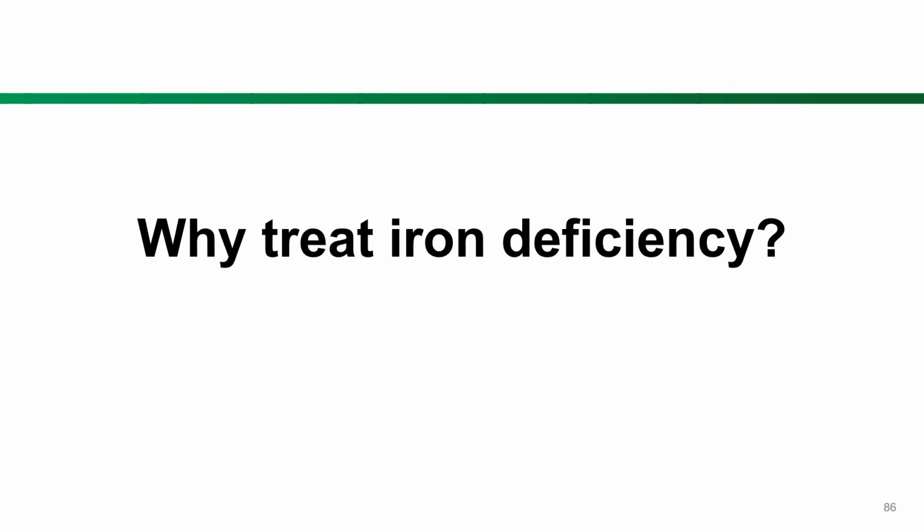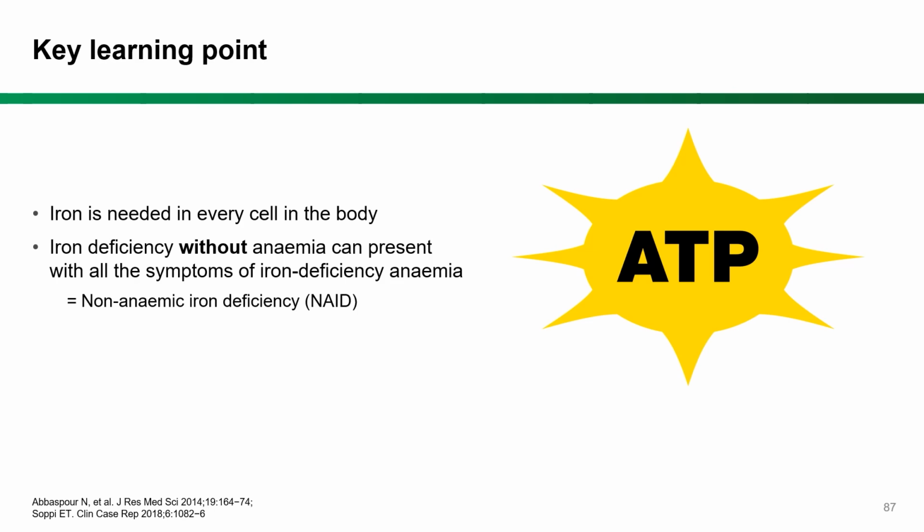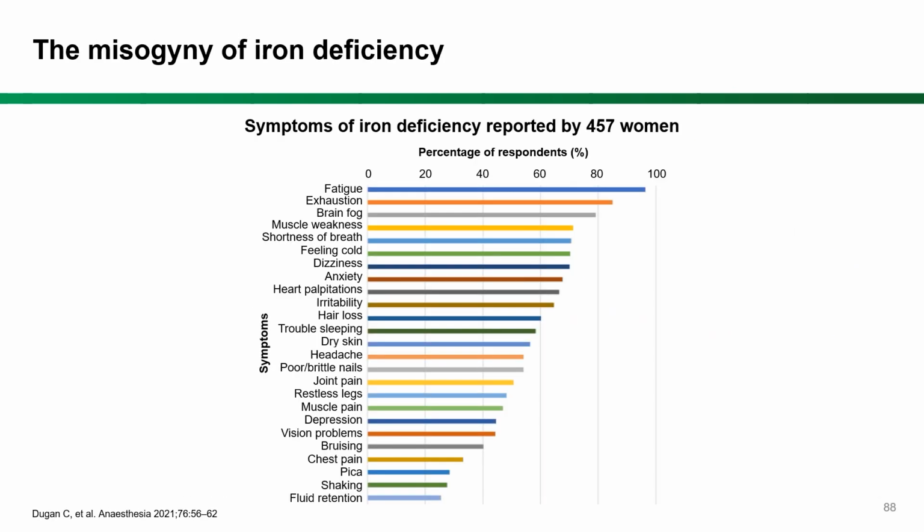Well, as I said, iron is needed in every cell in the body, and iron deficiency, even without anemia, can be present with all the symptoms of iron deficiency anemia. And we call that NAID, or non-anemic iron deficiency. This slide demonstrates all the symptoms and how common they are in patients with iron deficiency, even if they are not anemic. And you can see here that this really creates a huge burden of disease on individual patients.